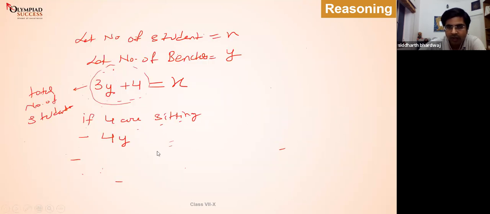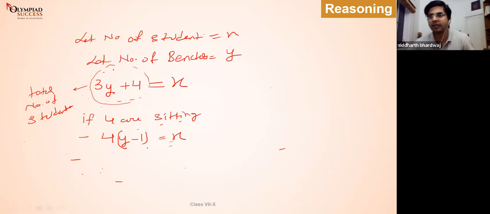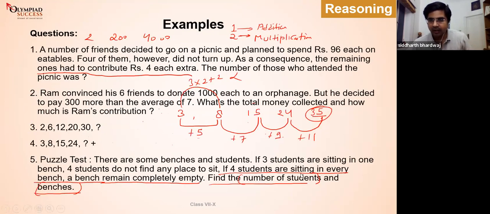We find one bench that is empty. That means even if you remove one bench from y, everybody would still find a place to sit, with 4 students sitting on each. Understood? So this is the total number of students again. You remove one bench and still everybody finds a place to sit, because it is written here that one bench remains empty. So you can remove it.